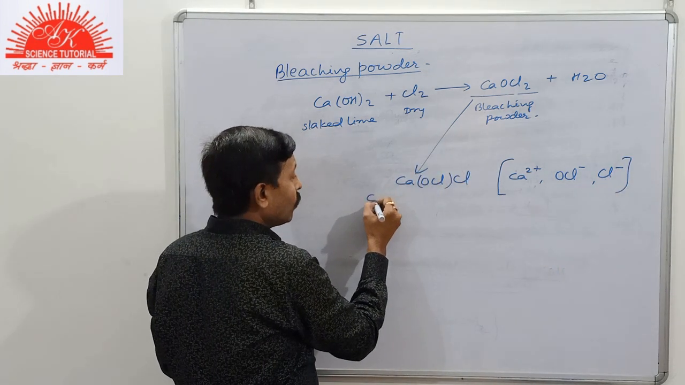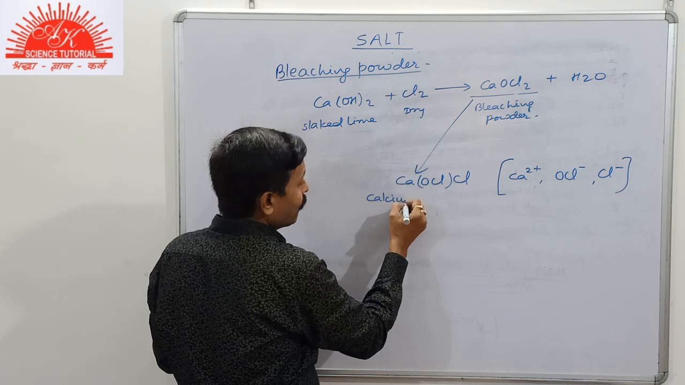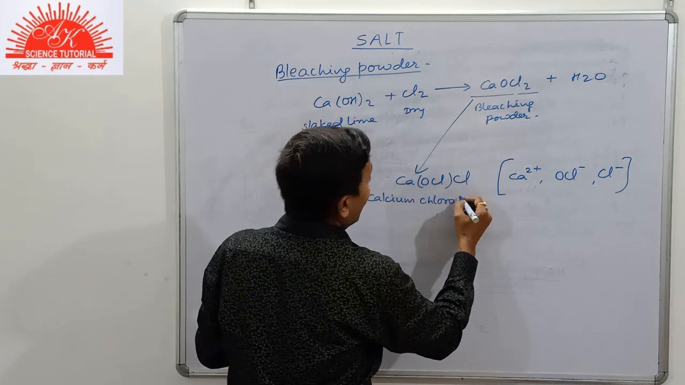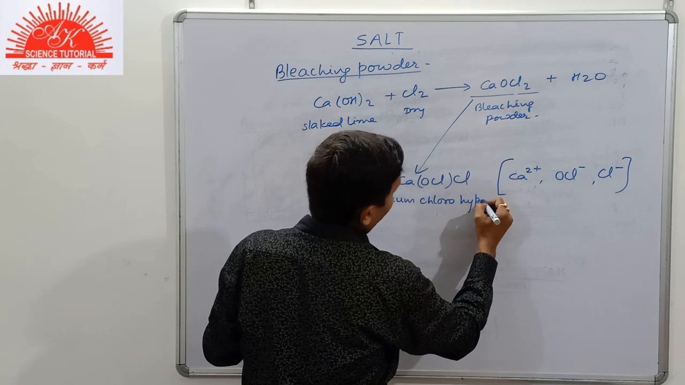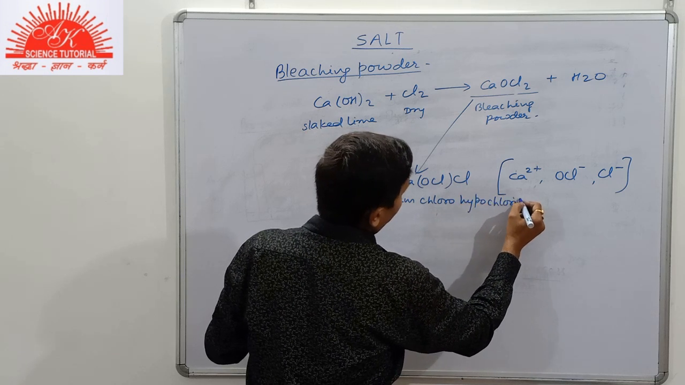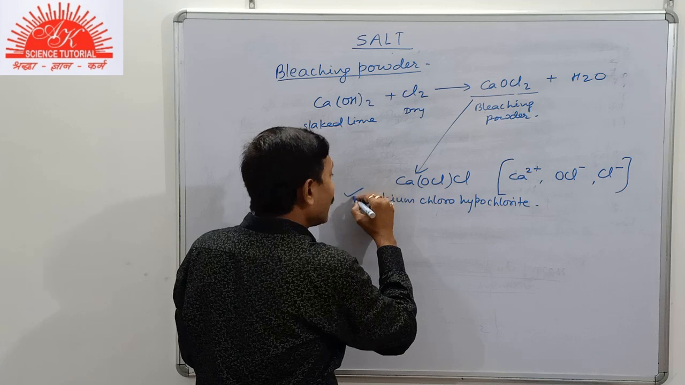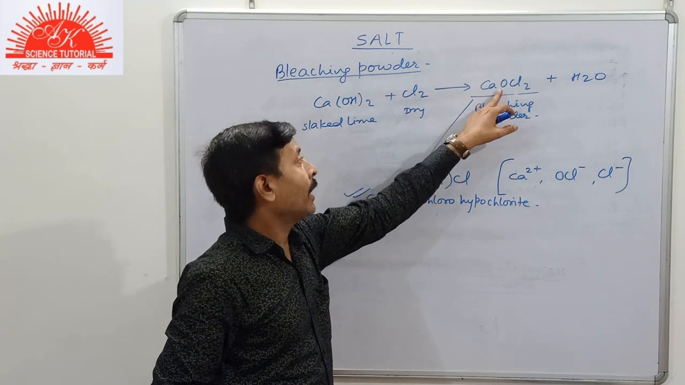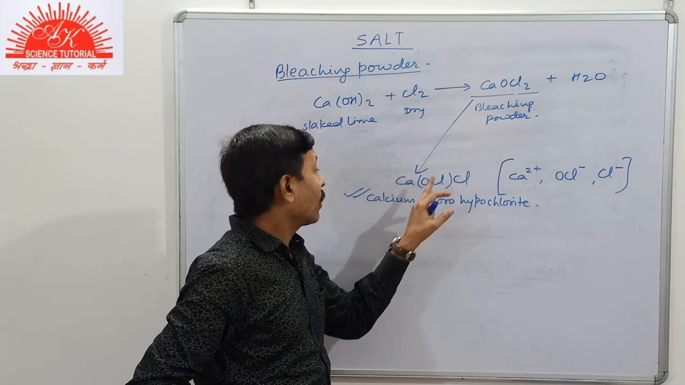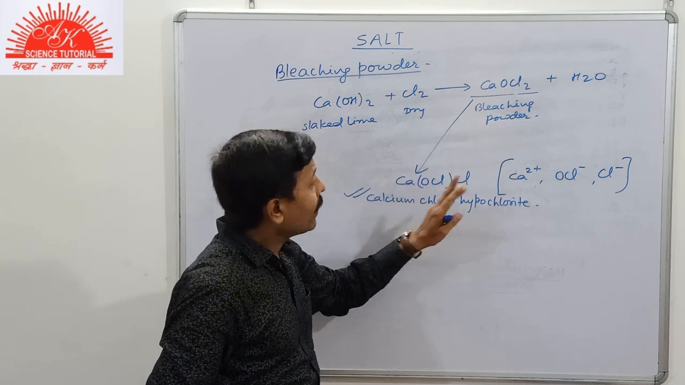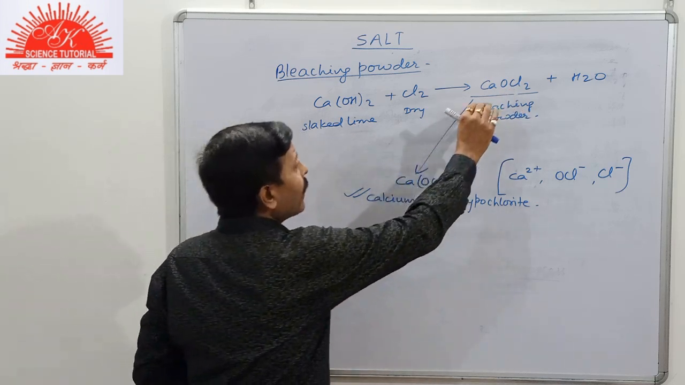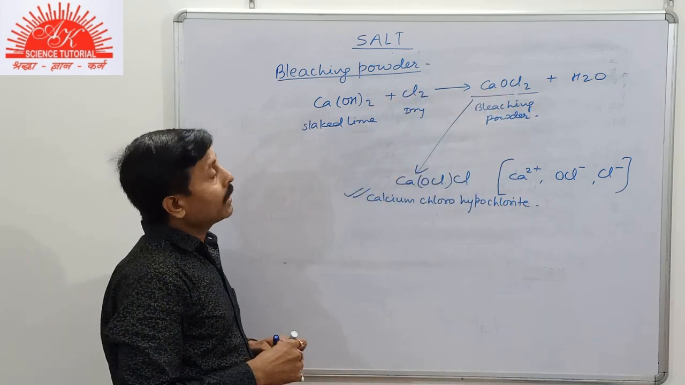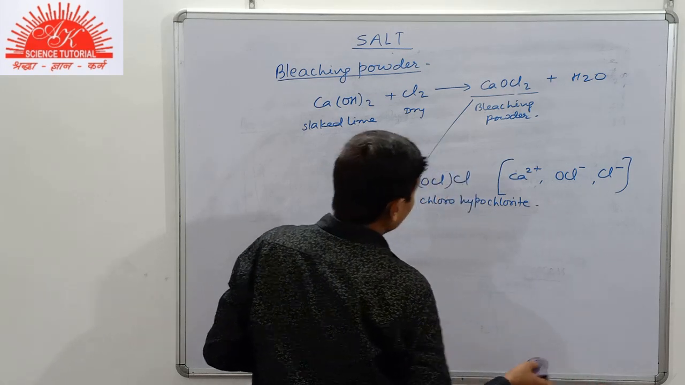Hence, it is also known as calcium chlorohypochlorite. So this is the chemical name of bleaching powder. It can also be written as calcium oxychloride or calcium chlorohypochlorite. So in general we write it like this. Clear, students? Now this is the bleaching powder.